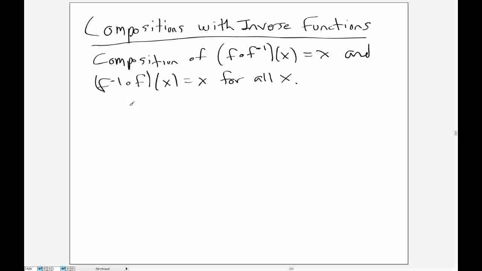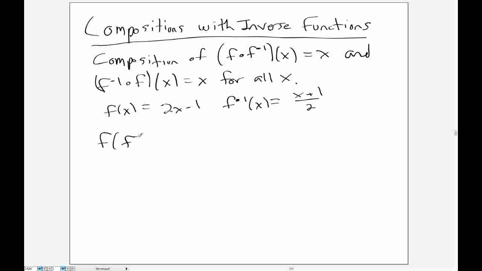Now, for an example of this, let's consider two functions that map from real to real, where f of x is defined as 2x minus 1, and f inverse of x is defined as (x plus 1) divided by 2. Now, from basic algebra, you guys can all easily see that these are actually inverses of each other. So let's look at the compositions now.